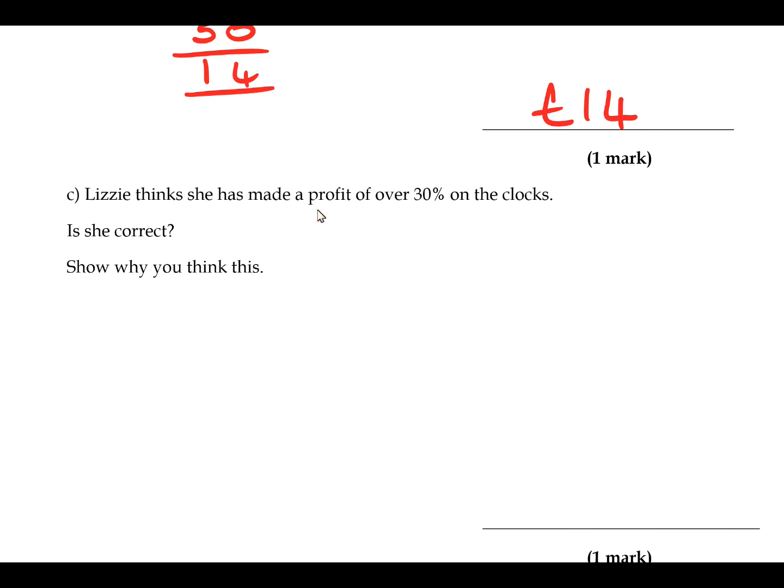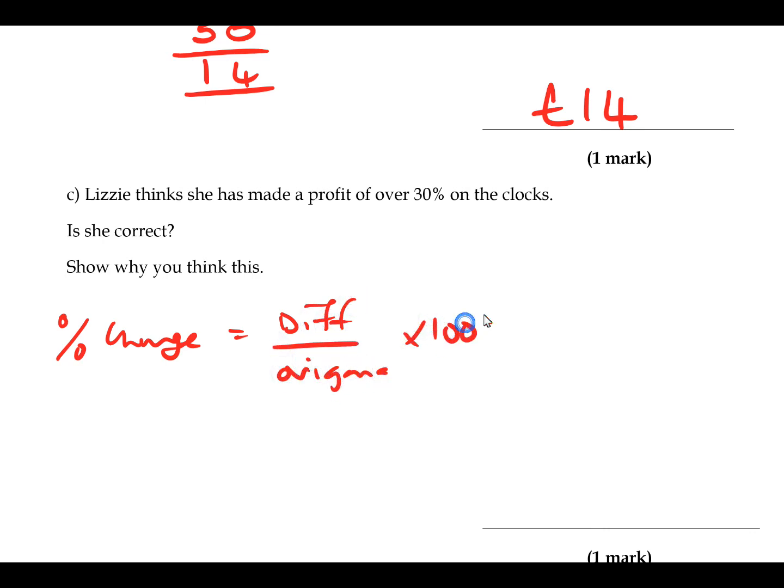Lizzie thinks she's made a profit of over 30% on the clocks. Is she correct? Show why you think this is. So what we need to do is take a percentage change is equal to the difference divided by the original times 100. So the difference between the prices is our profit. The original price was 50 and we multiply by 100 to turn it into a percentage.